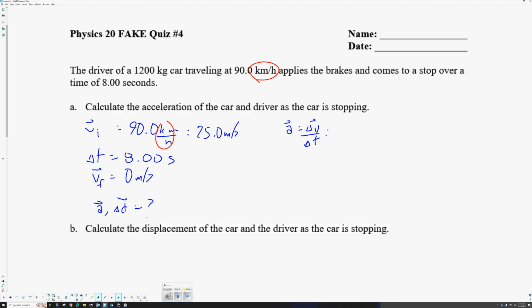What do we got here? Delta V is final minus initial. So it's 0 minus 25 meters per second. And the time here is 8.00 seconds.